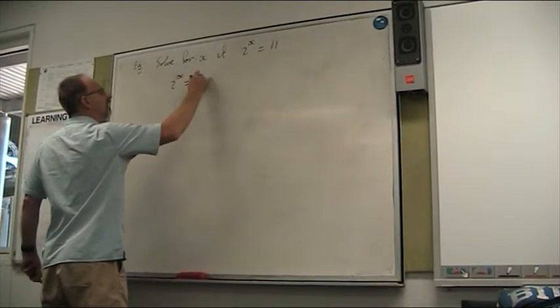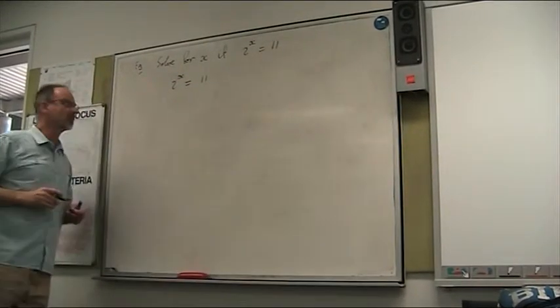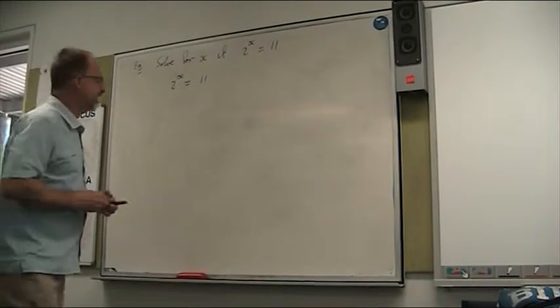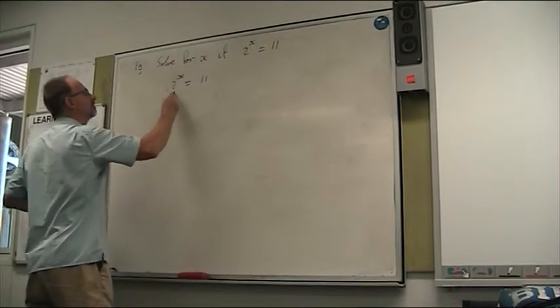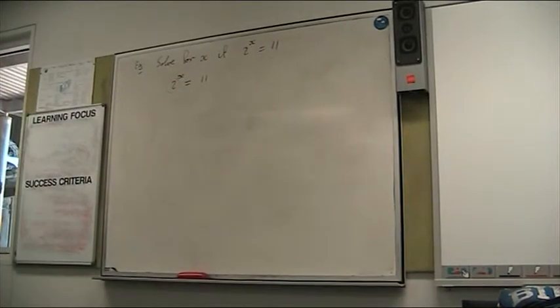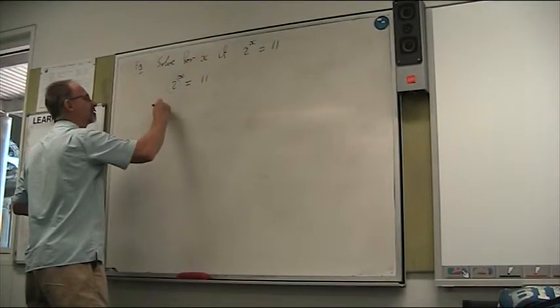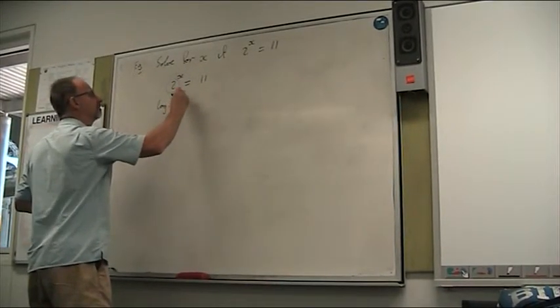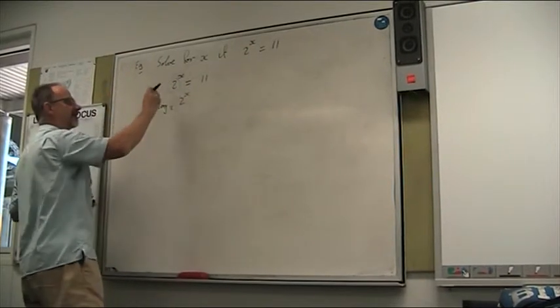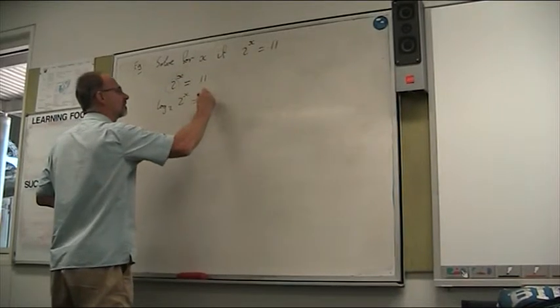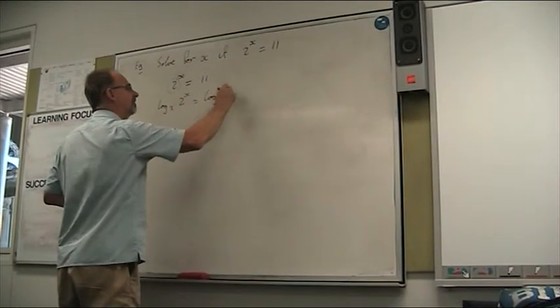Now the question is, if I'm going to take log both sides, what base am I going to use? And the hint to that is looking here. Now this number is 2, so if I take then log to the base 2 both sides, so if that was a 5, I'd take log to the base 5. It was log to the base 2 of 11.